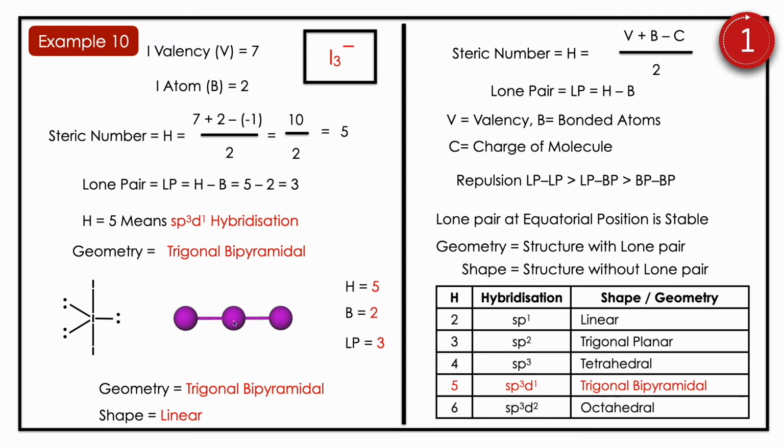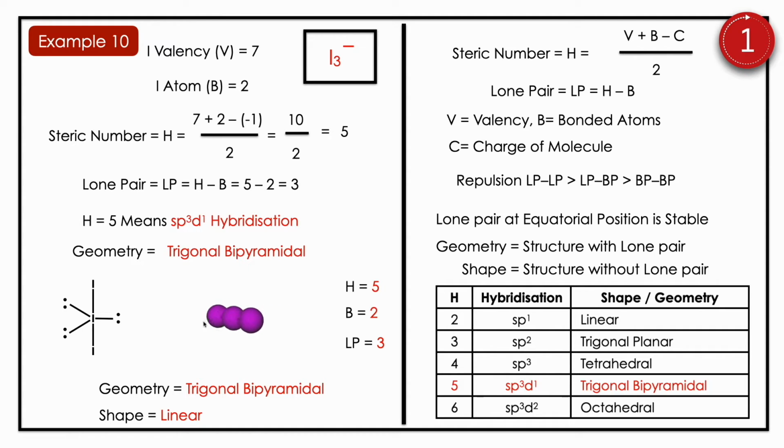Then let us look at example 10, which is I3 minus. It's a more frequent one. It will be asked in every examination. Iodine is the central metal atom. The bonded atom is also iodine. So it's a normal confusion, which is the central metal atom and which is the bonded atom. So both the bonded atom and the central metal atom are iodines.